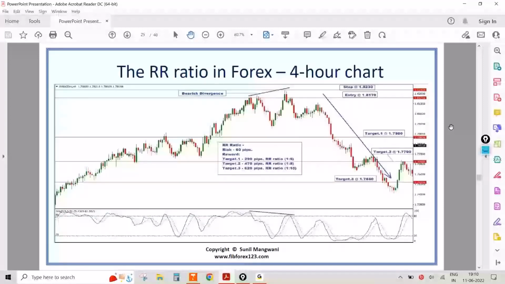Now, let's take the risk to reward ratio. I've got an example of a 4-hour chart. This is a trade sometime back, which I had actually taken on the Euro New Zealand. This is based on a divergence, and I'm going to talk only about divergences over here for a reason. I'm going to come back to that. So this is a bearish divergence.